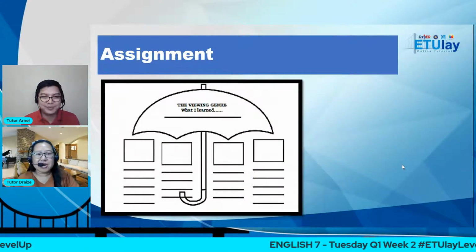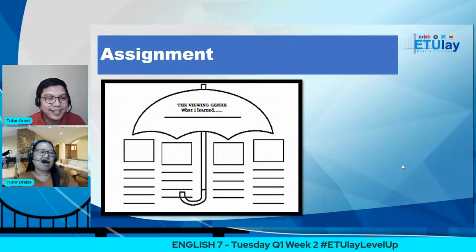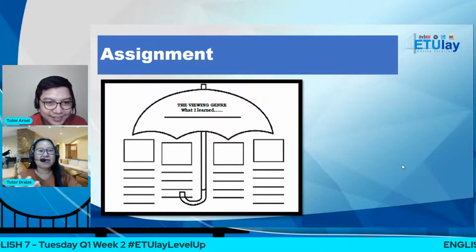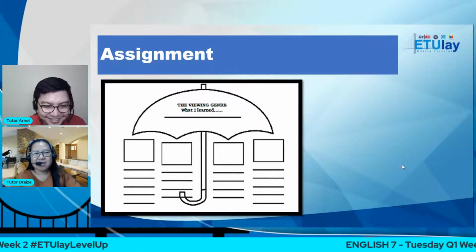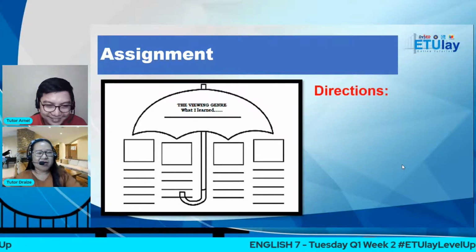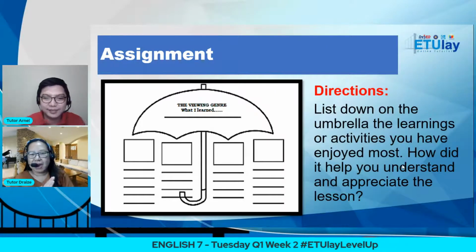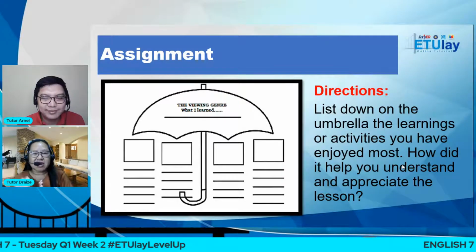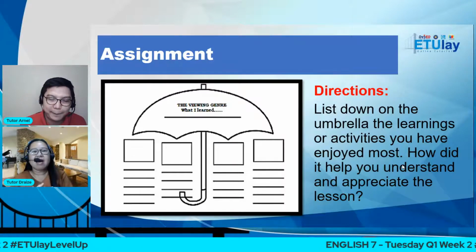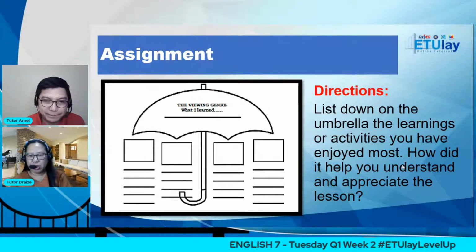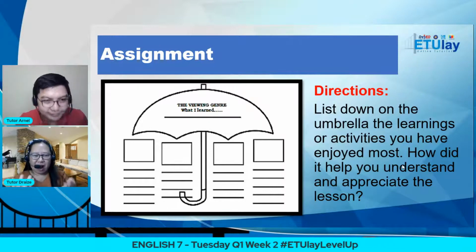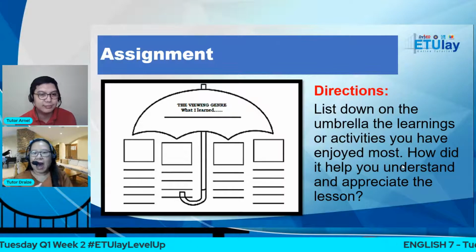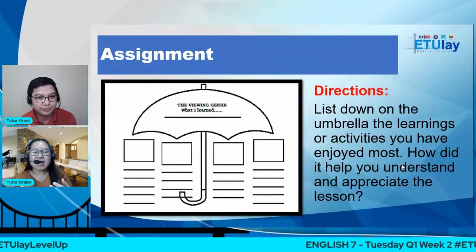Now, let me just explain our assignment for this week. You will see there a graphic organizer, right? It's in an umbrella form. So again, our assignment is in an art form. These will be the directions. On this umbrella you see four boxes, so you are going to list down in those boxes the learnings or activities that you enjoyed most in our session. You have four there, but you can have more than four, of course. It depends on how many learnings you gained or how many activities you enjoyed.